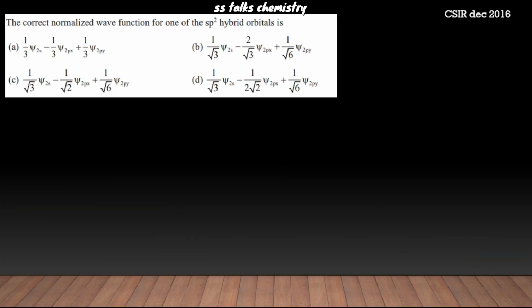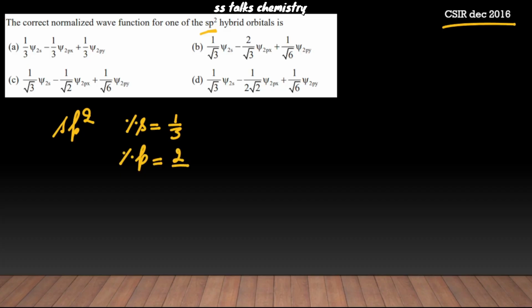Next, again, CSIR December 2016. The correct normalized wave function for the sp2. A similar type of question we did, that was for the sp hybrid orbital. Now it is sp2, right? That means the percentage s character in this is 1/3, and the percentage of the p character is 2/3 of the 100%. That means the s character is 33% and the p character is 66%.